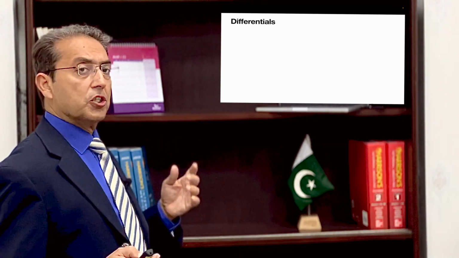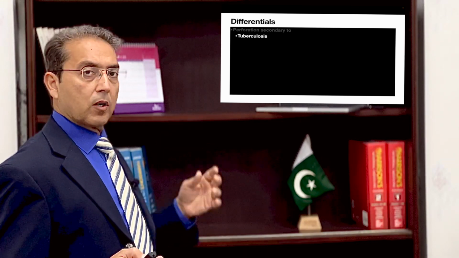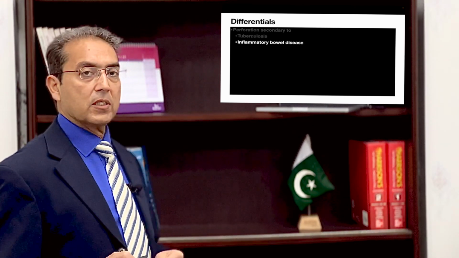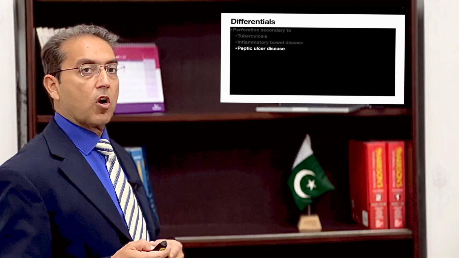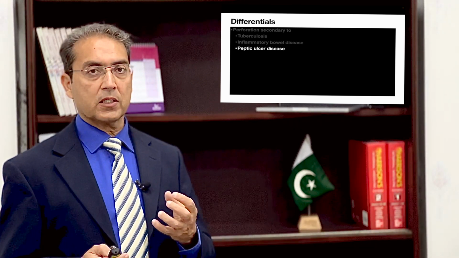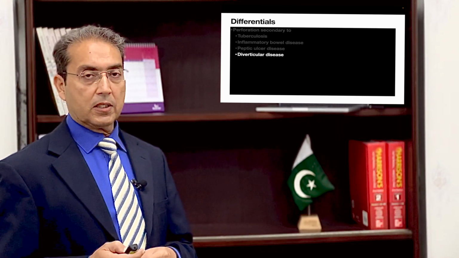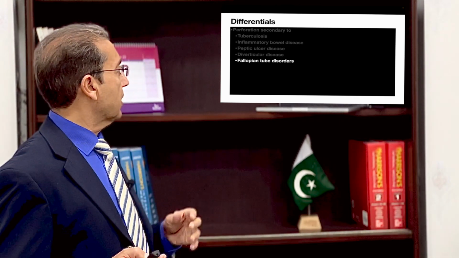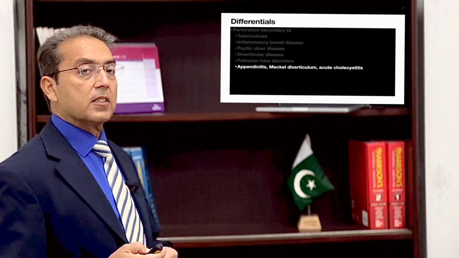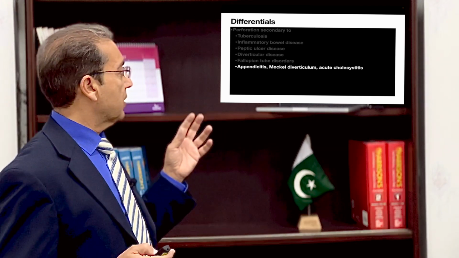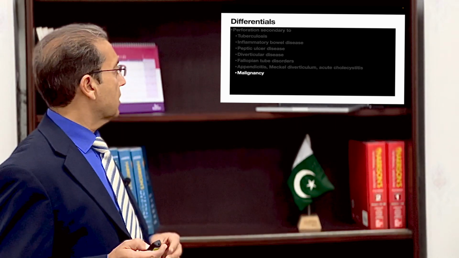Now, what are the differentials of pneumoperitoneum? Perforation may be secondary to tuberculosis, maybe inflammatory bowel disease like Crohn's disease or ulcerative colitis. In patients who have peptic ulcer disease, a duodenal ulcer can perforate, similarly a gastric ulcer can perforate. Diverticular disease in older patients can have perforation when there is diverticulitis. Fallopian tube disorders, appendicitis, Meckel's diverticulum, and sometimes in patients who have acute cholecystitis, that can also perforate and cause peritonitis.